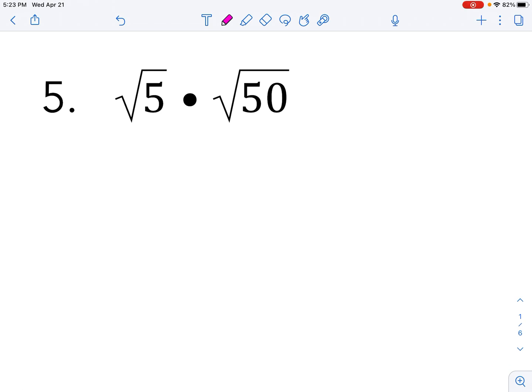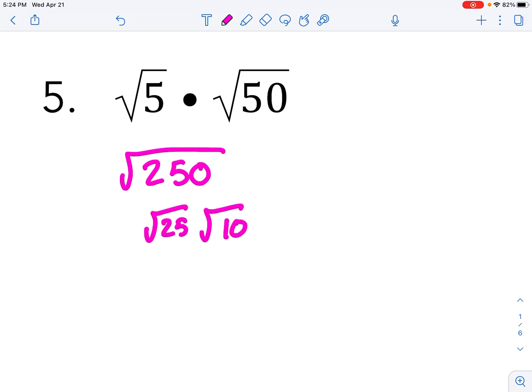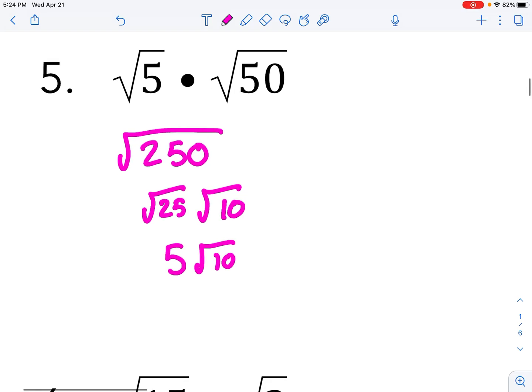Number 5, if I multiply these together, that's probably where I want to start. If I'm multiplying roots like this, I would just say combine them and then break them apart later. So 5 times 50 is 250. And I'll have to keep the roots on them because they were both under a root to begin with. Then I have to split this up into perfect squares. Well, I know 25 goes into 250 10 times, so I'll split it into 25 and 10. The square root of 25 is 5. I'll bring down my square root of 10 because there's not a perfect square that goes into 10. And that's my answer.